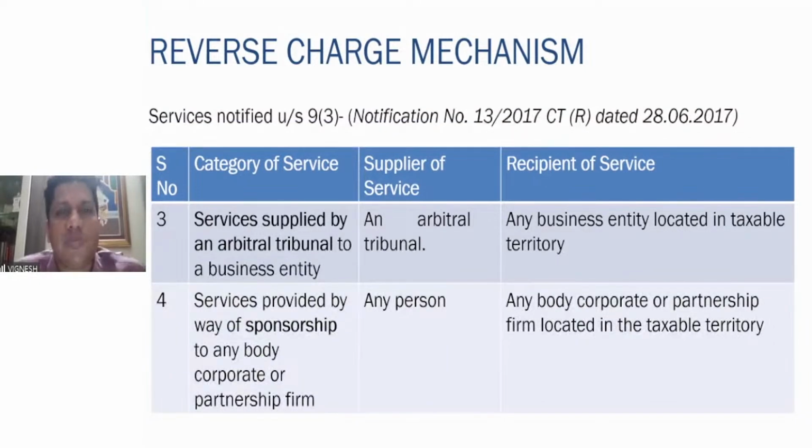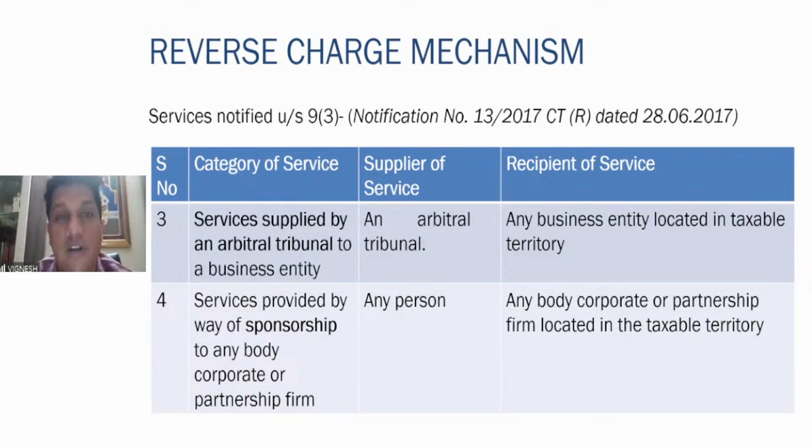Third one, service supplied by an arbitral tribunal to a business entity. An arbitral tribunal is basically a small court set up for the purpose of settlement of disputes. In that situation, if the services are provided to any business entity located in the taxable territory, then it shall be chargeable to tax under the reverse charge mechanism.